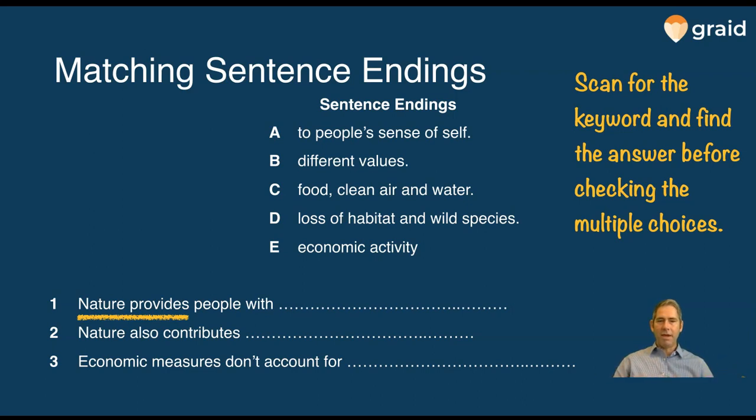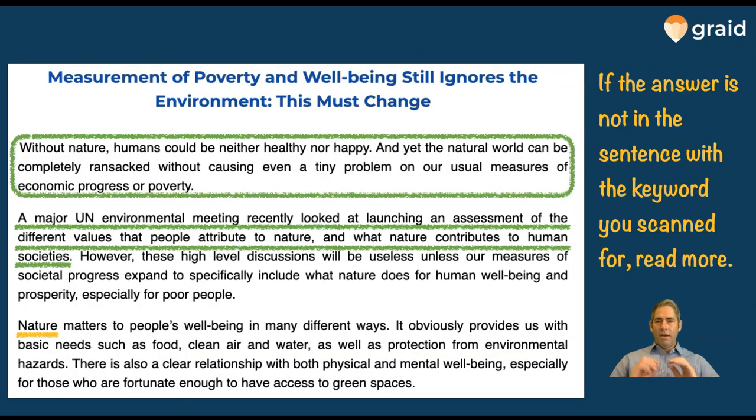Again, we might be looking for a synonym for "nature provides," but we're going to try to find that keyword. And at this point, I'm not going to look at the different multiple choices of the sentence endings. All I'm going to do is try and find "nature provides" or synonyms or another way that this may be phrased in the reading. Now, when I go to the reading, I can see the first keyword, "nature," in the 3rd paragraph.